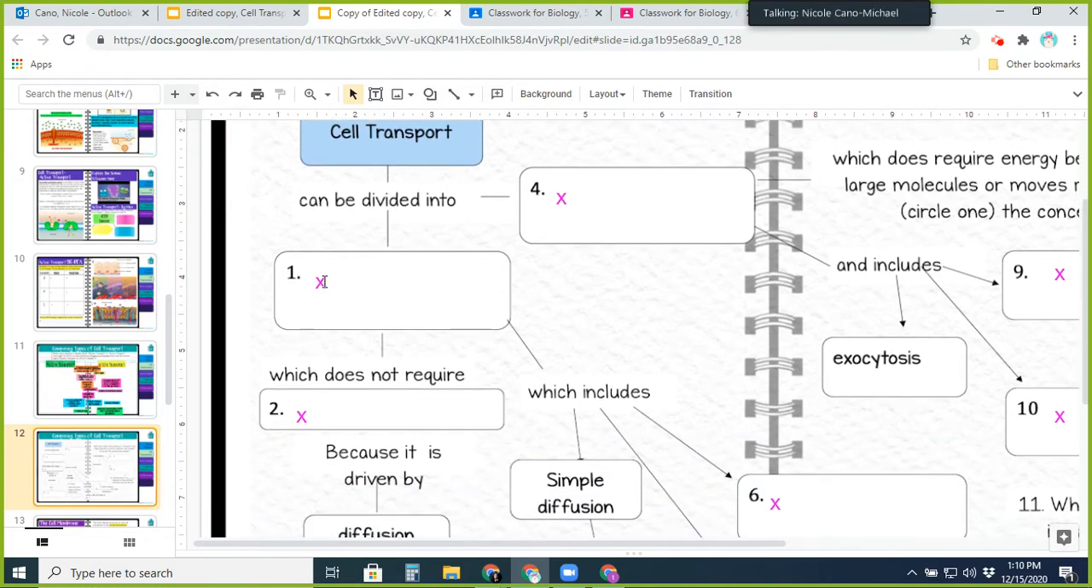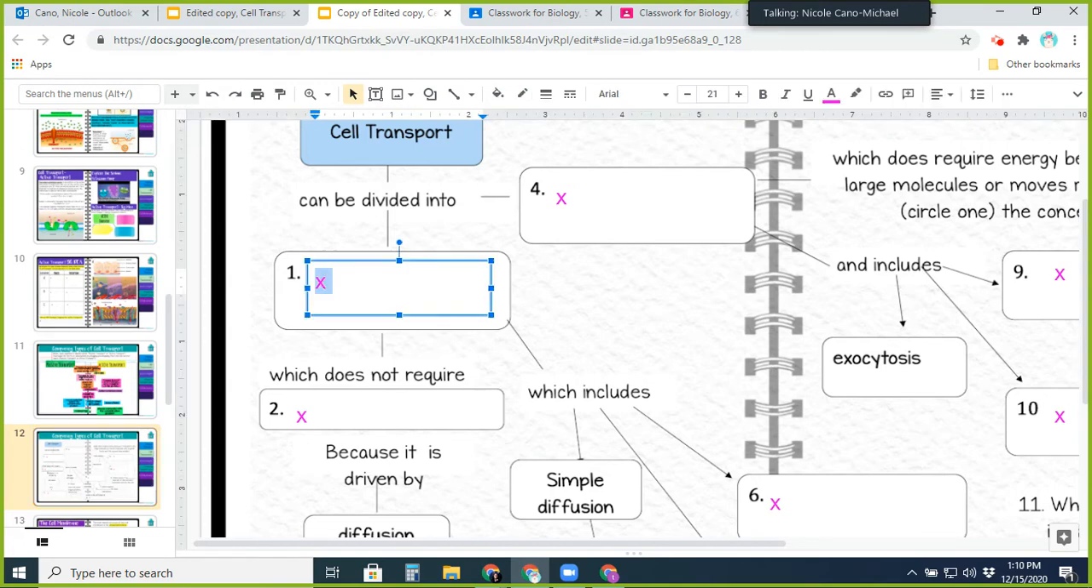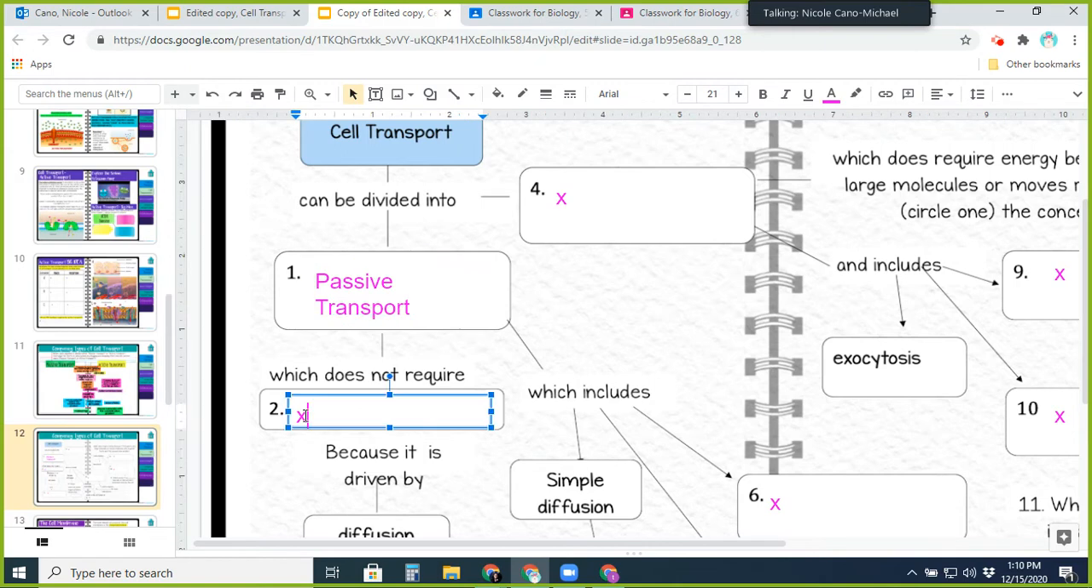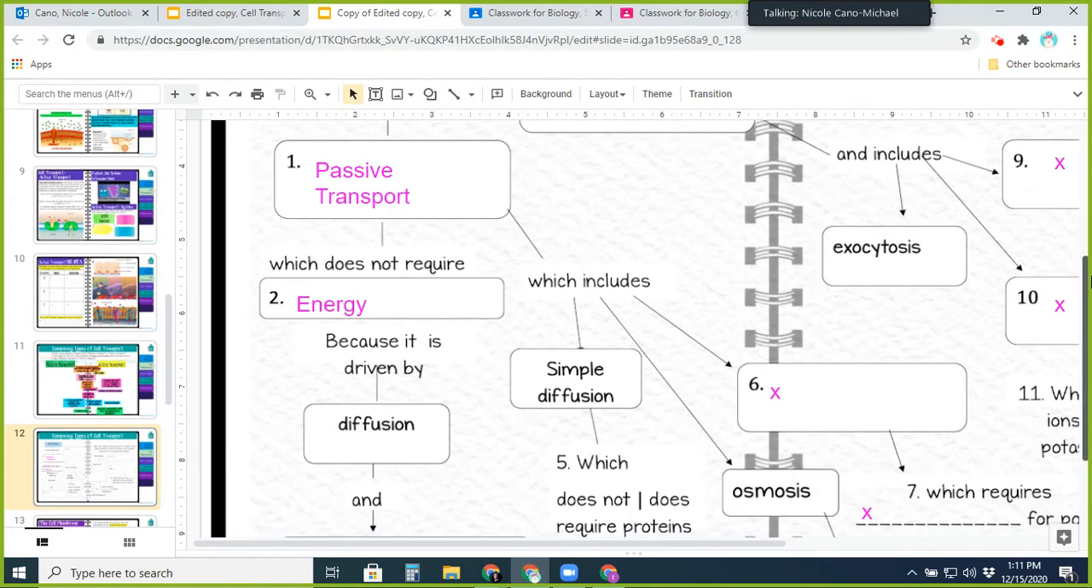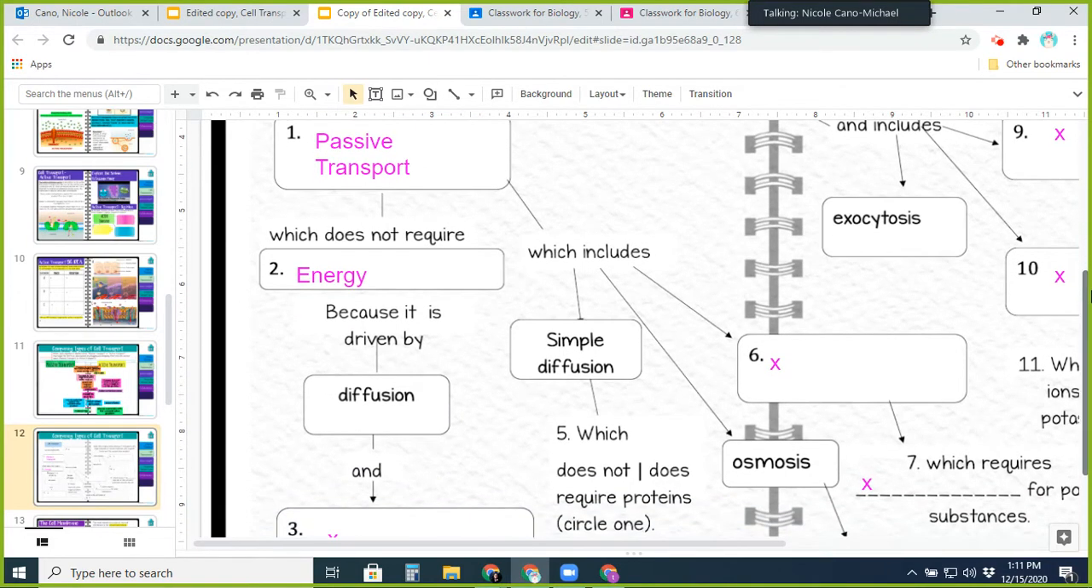The first, which is in box 1 here, is what we refer to as passive transport. And passive transport, going down to box 2, does not require energy. So the question becomes, why doesn't it require energy, right? The reason why it doesn't require energy is because it is driven by diffusion. Diffusion is a natural state by which things flow from one area to another.